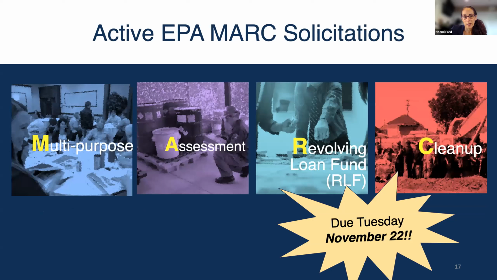So speaking directly to EPA's funding, because we're a federal agency, we love acronyms. We call it MARC, which stands for the various grant types that we have: multi-purpose, assessment, revolving loan fund, and cleanup. As I mentioned, the RFP is open and it will close on November 22nd. I'm going through this very quickly. There will be another webinar that US EPA is hosting on Thursday, which will be hyperlinked at the end of the presentation. We'll go through each of these grants a little bit more in depth. Next slide.